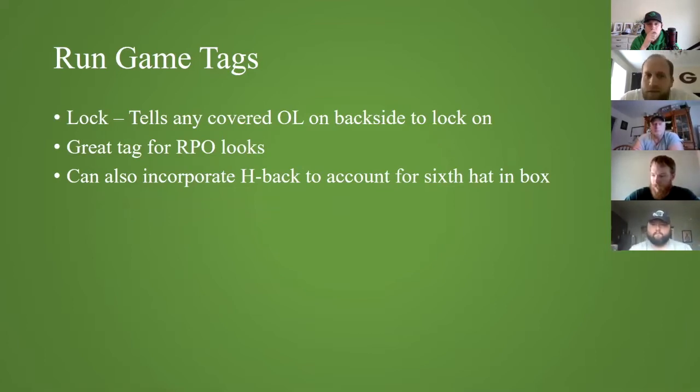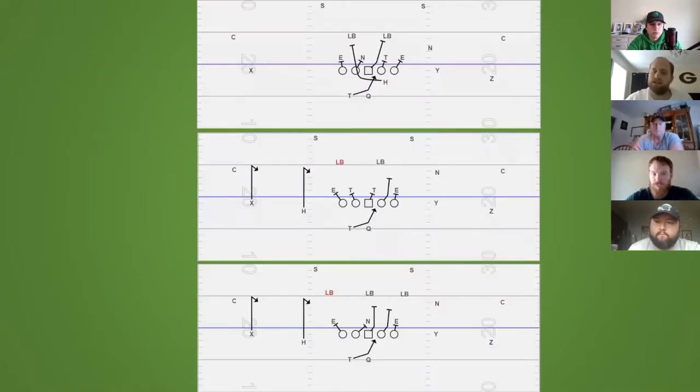This is a great tag for RPO looks because you're going to leave a backside linebacker unblocked. And you can also incorporate your H-back to account for a 6th hat in the box if you still want to run the ball, but just give, like I said, a slightly different look. I know some people call it zone ISO or something like that, okay? So you can see the diagrams here, okay?